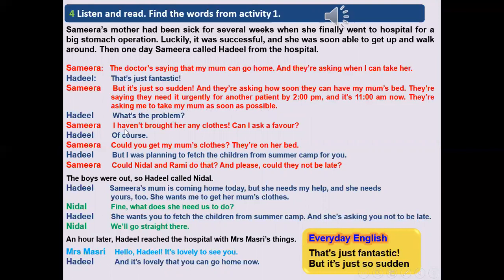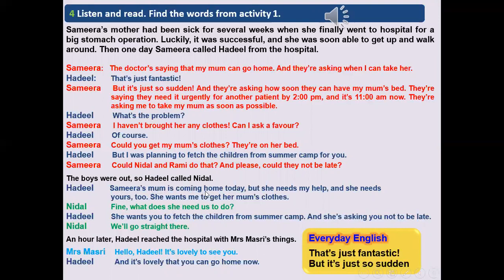What's the problem? I haven't brought her any clothes. Can I ask a favour? Of course. Could you get my mum's clothes? They're on her bed. But I was planning to fetch the children from summer camp for you. Could Nidal and Rami do that? And please, could they not be late? The boys were out, so Hadil called Nidal.